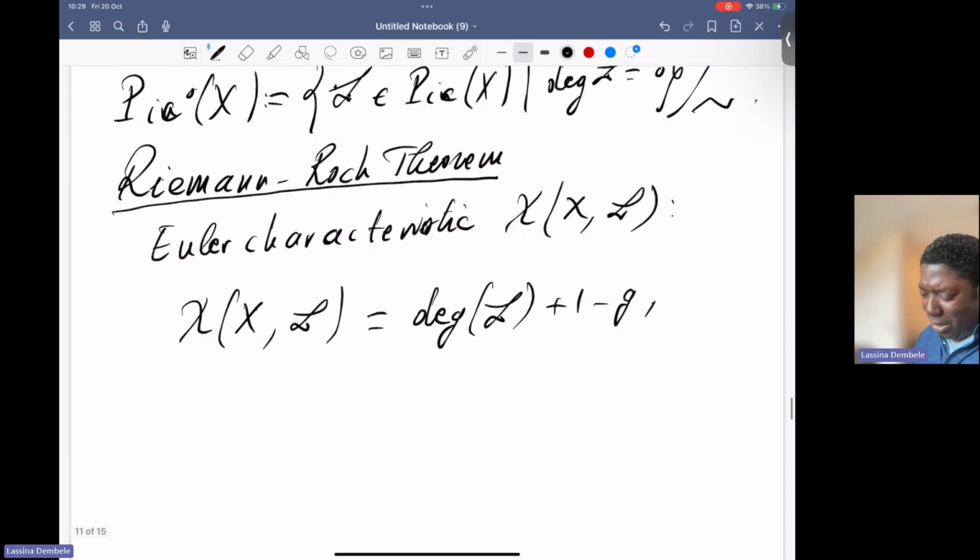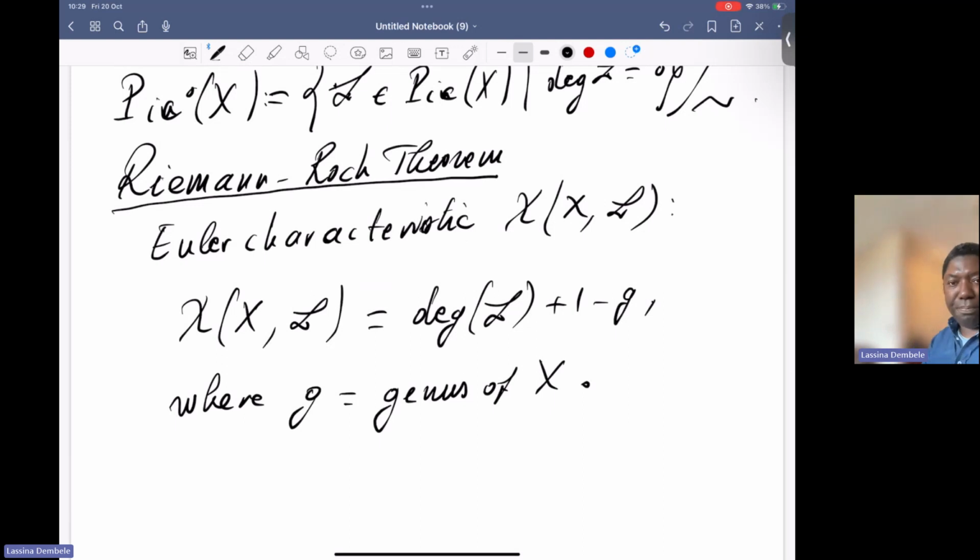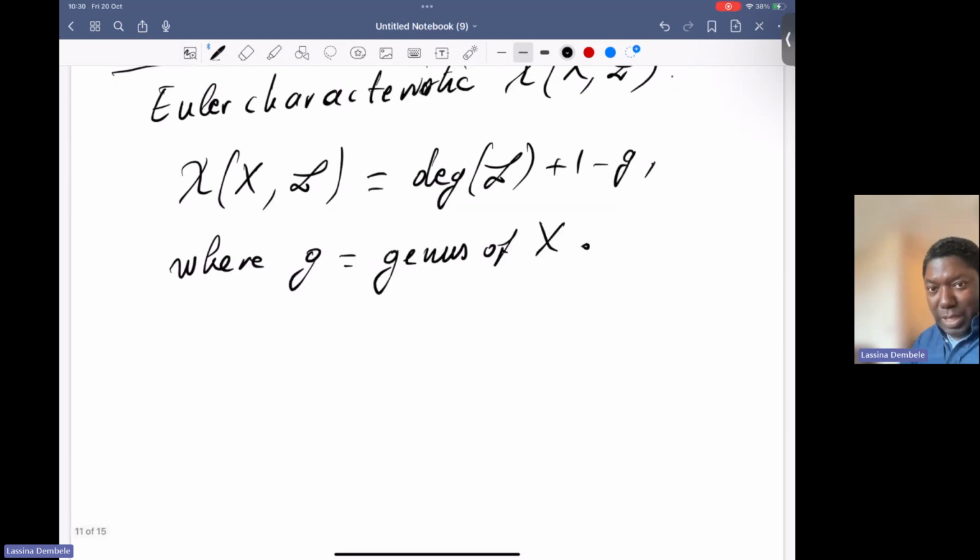I think I might have forgotten to define what g is. Where g is equal to the genus of our curve X. Okay, and the reason why this is a nice way to express the degree is that the Euler characteristic behaves well in families in curves. So that's the main reason, and we are going to use this fact.